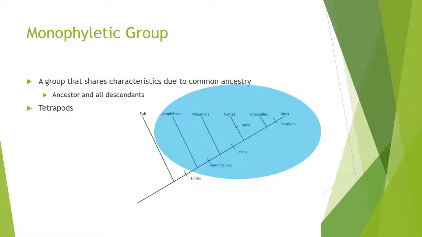Now that you understand how to read a phylogenetic tree, we can talk about the three types of groups that scientists classify evolutionary relationships into. The first one is a monophyletic group. This is a group that shares common characteristics due to common ancestry. In order for a group to be considered monophyletic, it must include the common ancestor and all of its descendants. Tetrapods are an example of a monophyletic group because the common ancestor and all of its descendants share the characteristic of having 4 limbs.